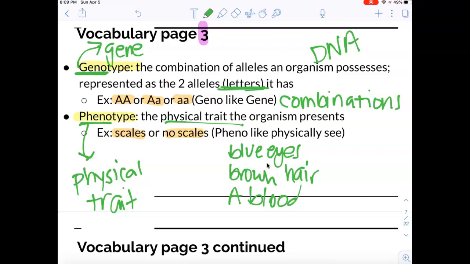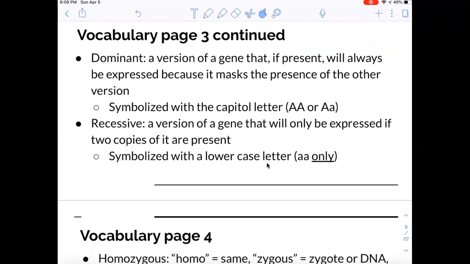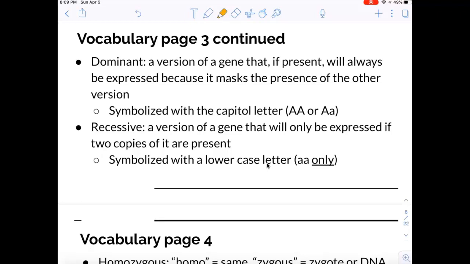You can basically say the same thing for them. But if I'm asking you for a phenotype, you're going to tell me what the actual organism looks like. If I'm asking you for its genotype, you're giving me the 2 letters its DNA has, the 2 different alleles. Okay. Now here, we have 2 terms that you probably have heard, but in terms of genetics, there is a huge misconception, and so I want you guys to really pay attention to this.